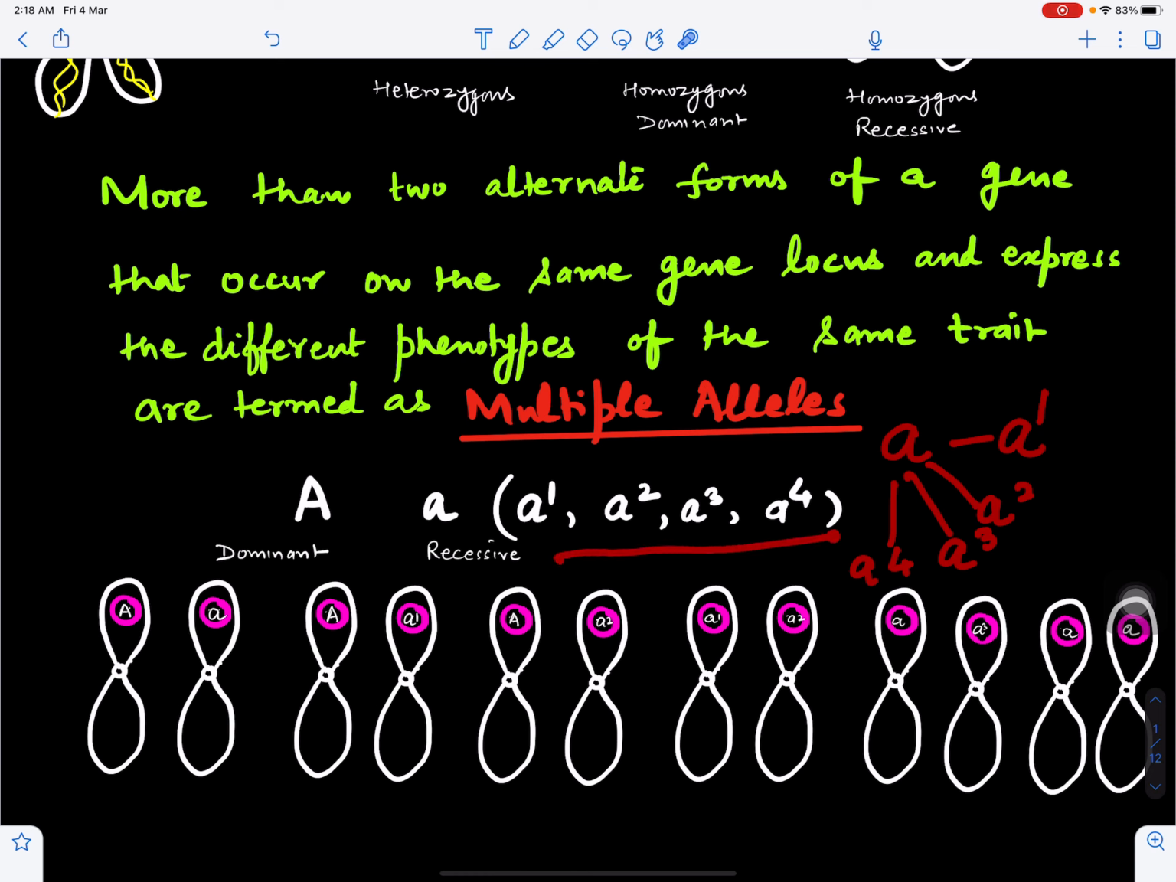It can be capital W, small w, or it can be capital W like this. It can be capital W CO, or it can be CO, capital W CO, small w will have white color. And if capital W and this form is there, then the organism will be red in color, because capital W is dominant. This is also called wild type. Small w is recessive. So these are the different alleles which control the eye color in Drosophila.